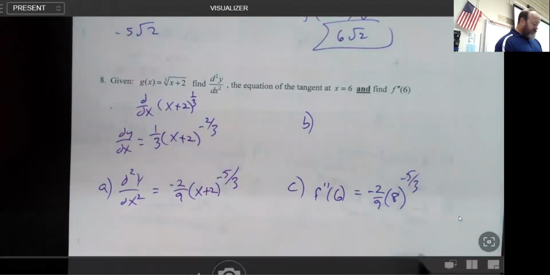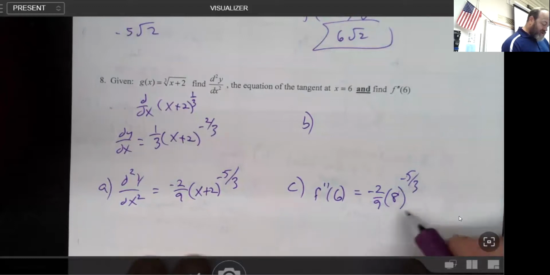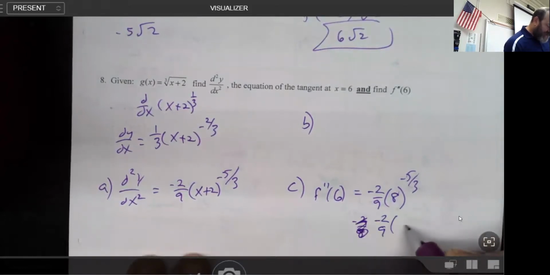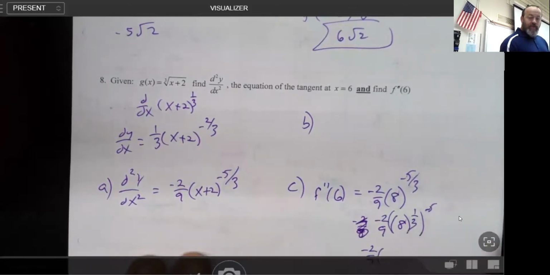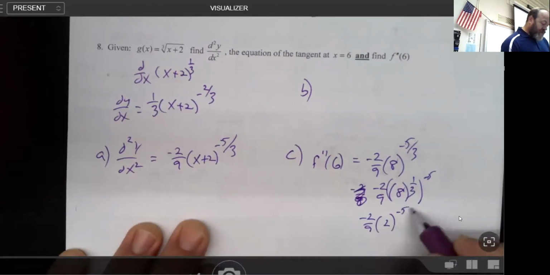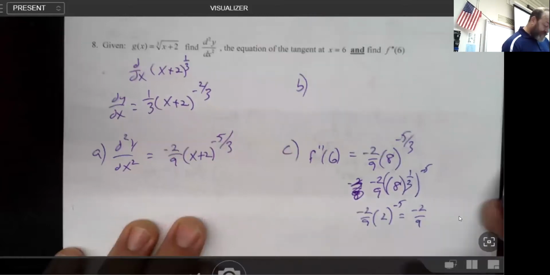Now, of course, we want to remember that 8 to the 1/3 is actually 2. If I rewrote it, oops, this is a 9, shoot, negative 2/9. If I wrote it this way, in some ways that's a little bit nicer because 8 to the 1/3 is exactly 2. 2 to the 5th power is 32, but that's in the denominator.